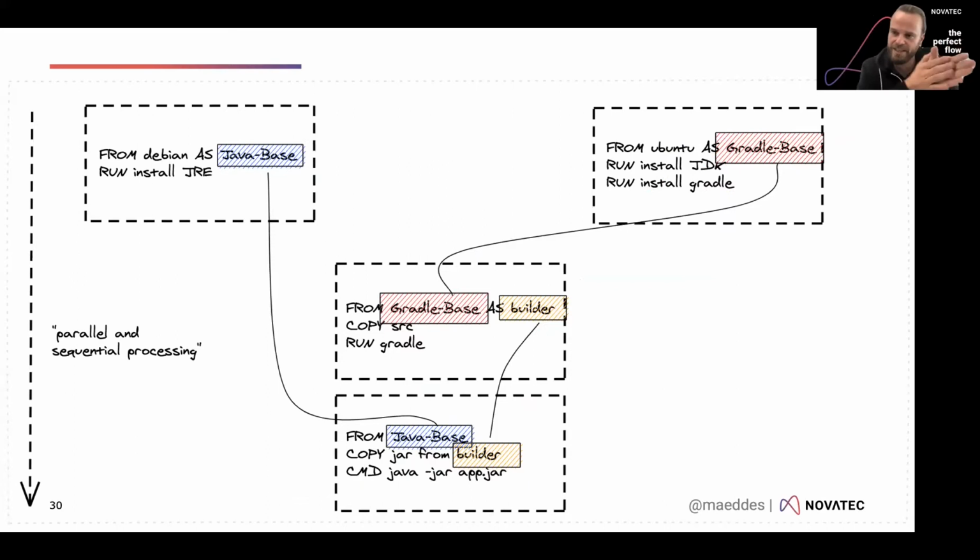I install a dedicated JRE. In parallel, I run the same Gradle step as before, where I basically build my own Gradle image where I use Ubuntu as a source and then install a JDK in Gradle. And then I have my own designated Gradle and my own designated Java base image.